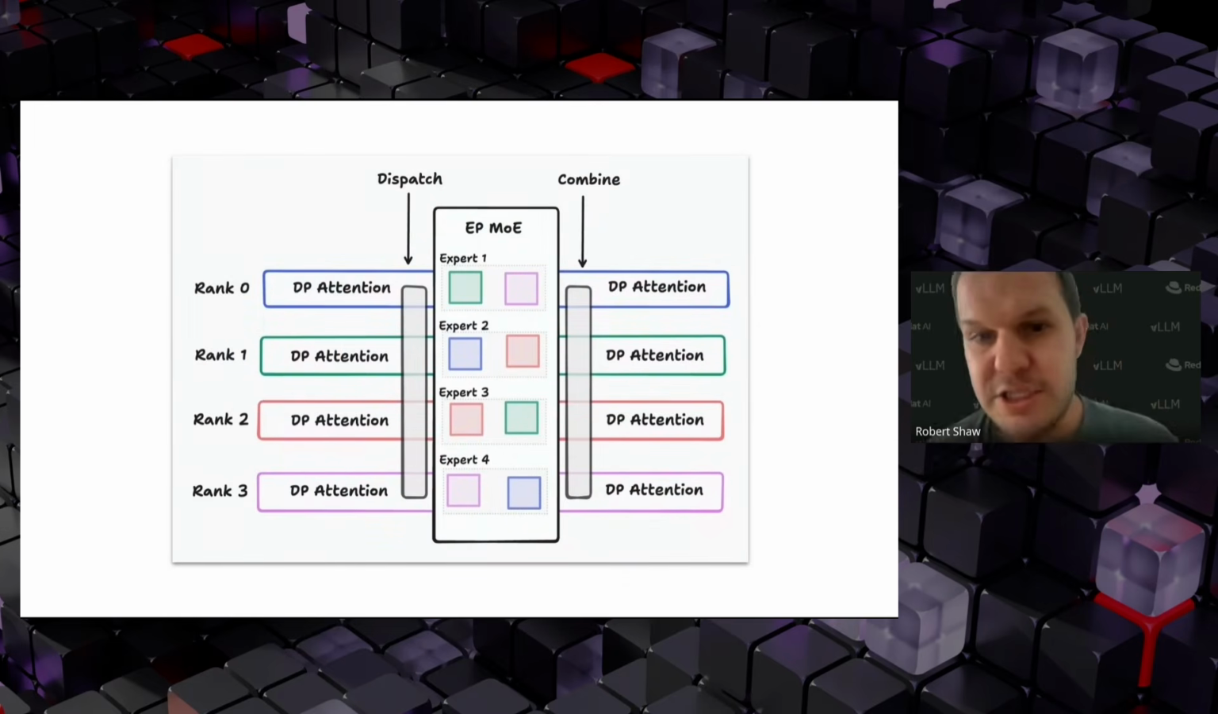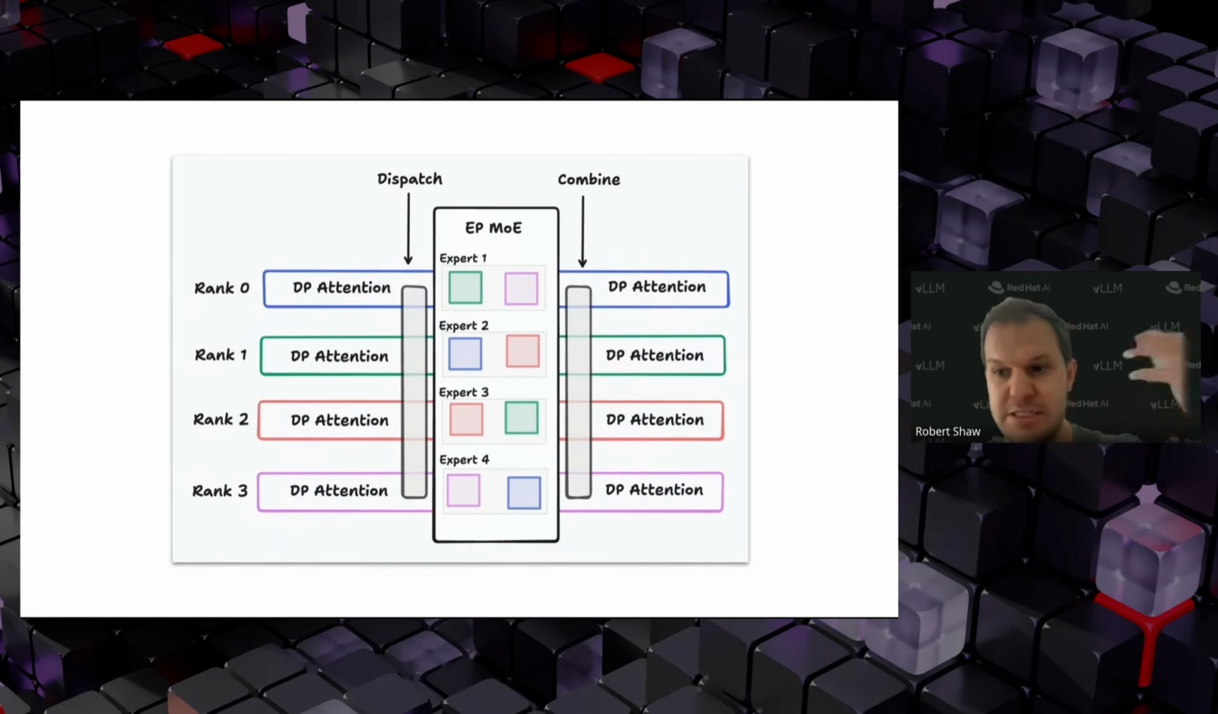And so the way to get around these problems, if you remember the original DeepSeek design, is using something called DP attention EP-MOE. Data parallel attention runs basically a single logical instance of vLLM on every rank. It manages the KV memory.